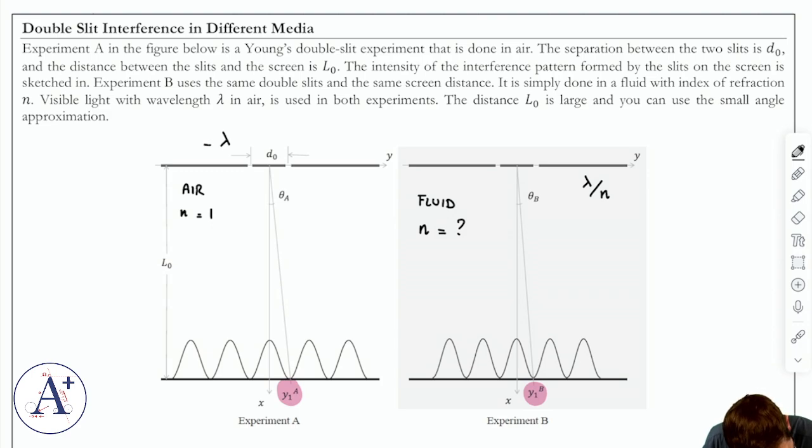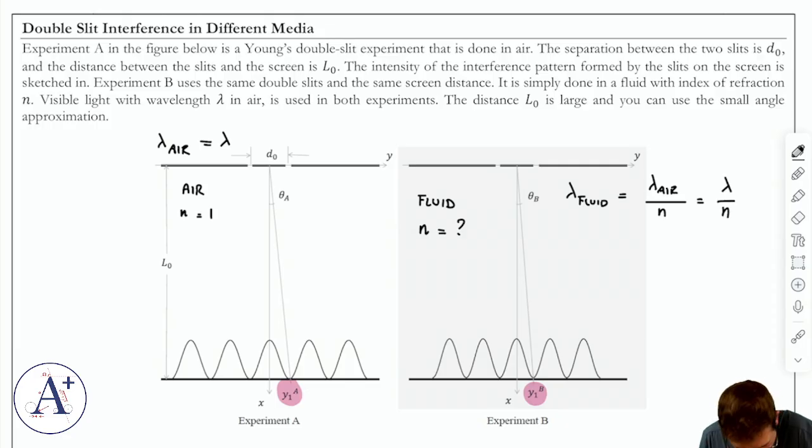Let me do this. I'm going to call this lambda air for consistency, and then I'm going to say lambda fluid is equal to lambda air divided by n, so that's just lambda over n. But the point is that's the difference. The screen distance doesn't change, the slit separation doesn't change, and so that's why the pattern is going to be different. If you have a smaller lambda, the pattern is going to be a little bit more bunched together, right? As lambda goes up, the pattern spreads out. As lambda goes down, the pattern comes in.